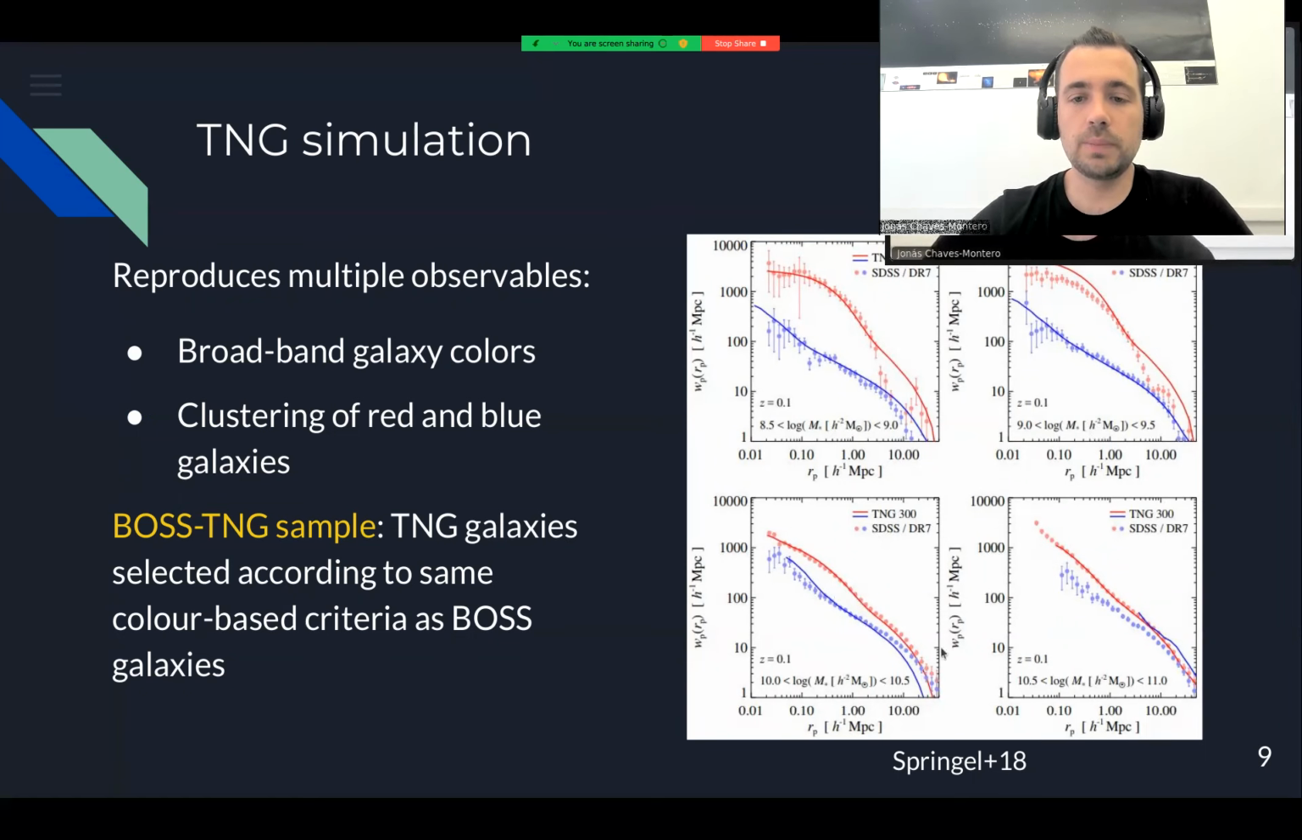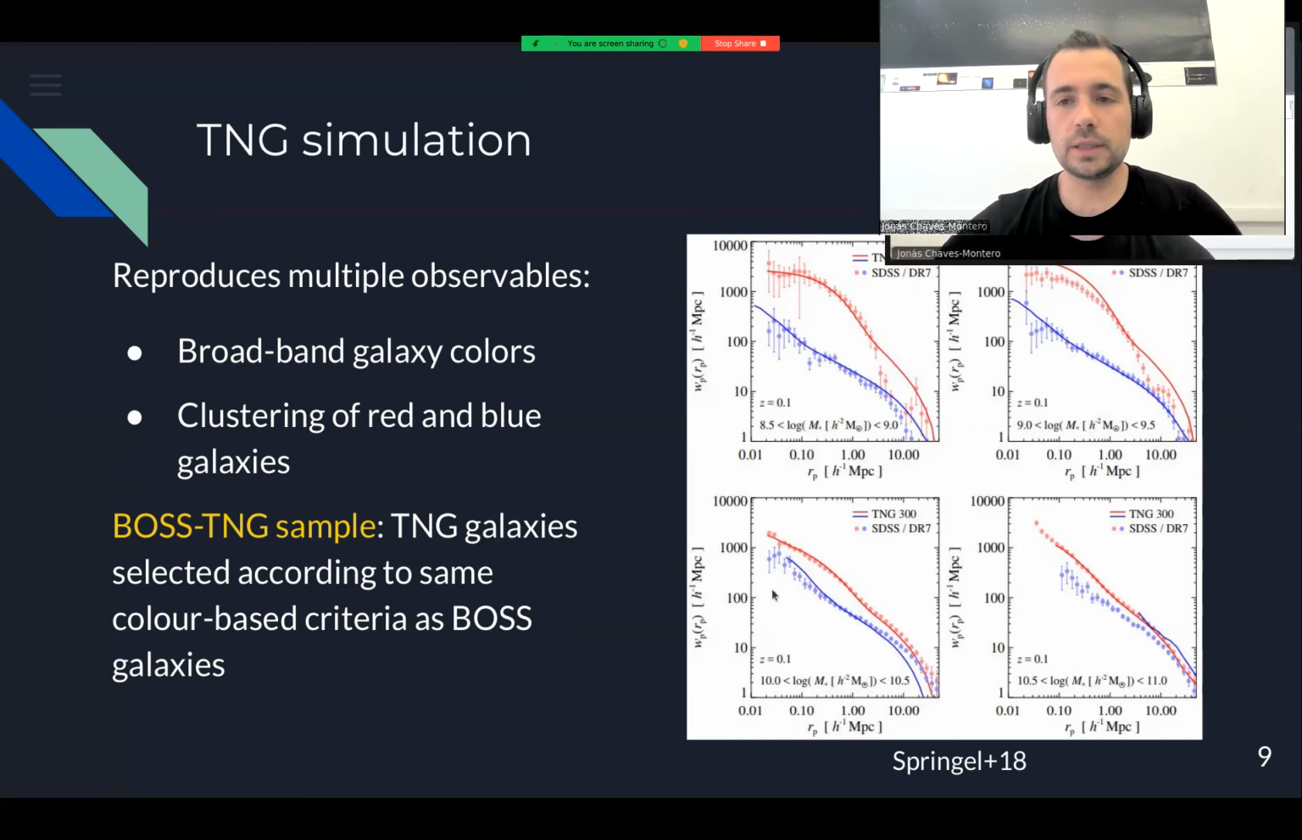As you can see in the bottom panels, the simulation gives a very good prediction for the clustering of SDSS galaxies at around 0.1. But the point is that for red galaxies, the red points, for very massive galaxies.